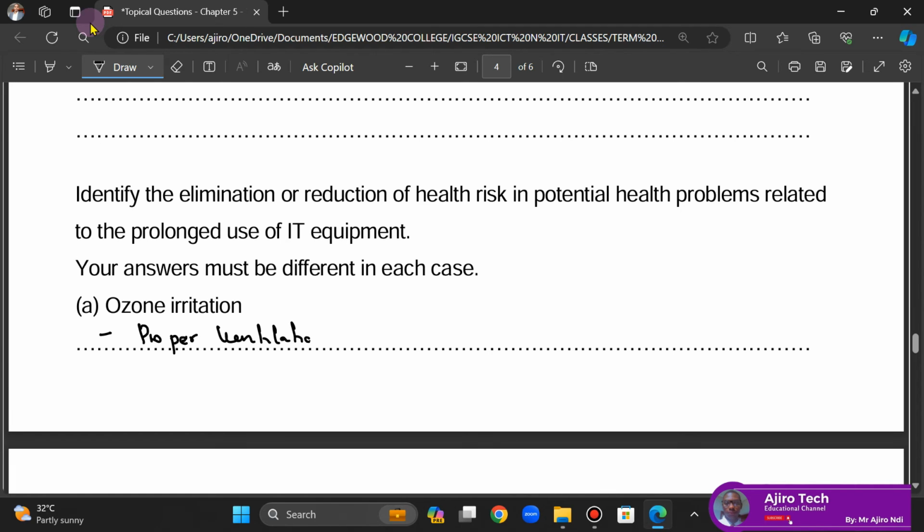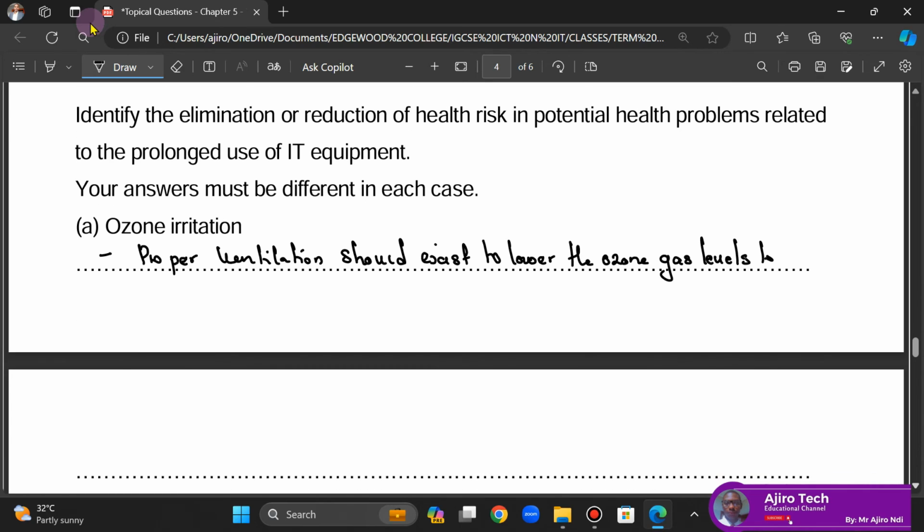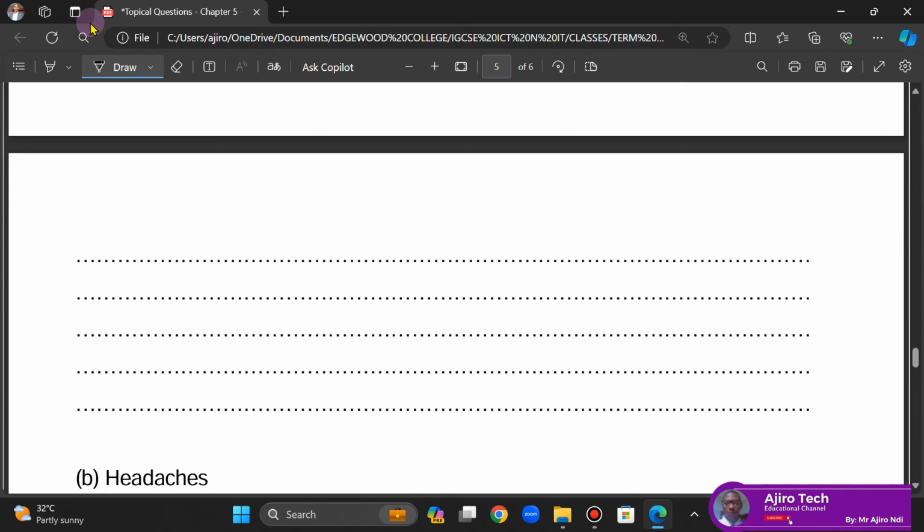proper ventilation should exist to lower the ozone gas levels to acceptable values.